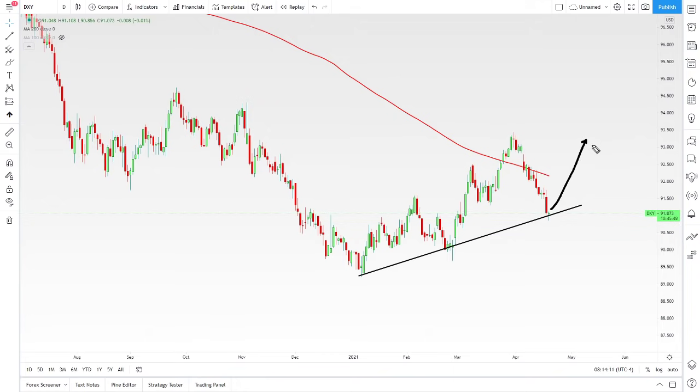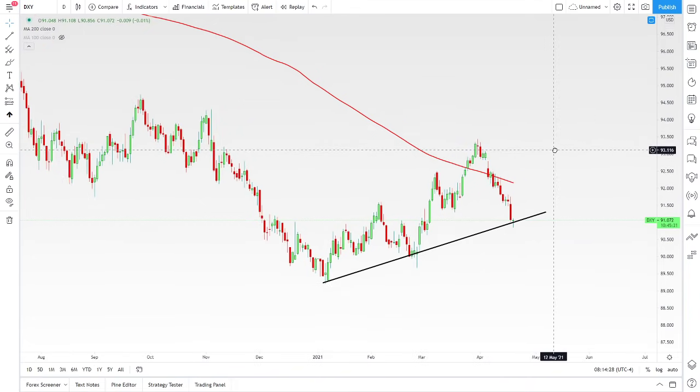Now, I could be completely wrong about this. So before I go further, I just want to say this is not financial advice. I'm not telling you what to do with your money, but I do think that the US dollar here is on track to continue to do well in 2021. And I think that this pullback may offer some good trade setups.